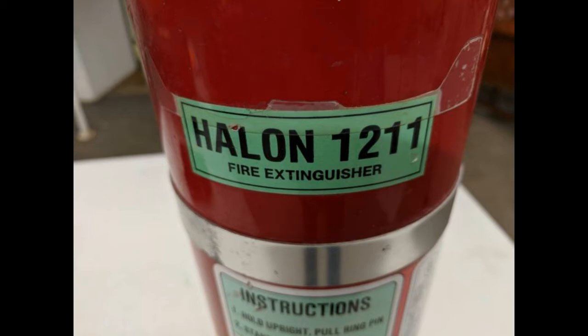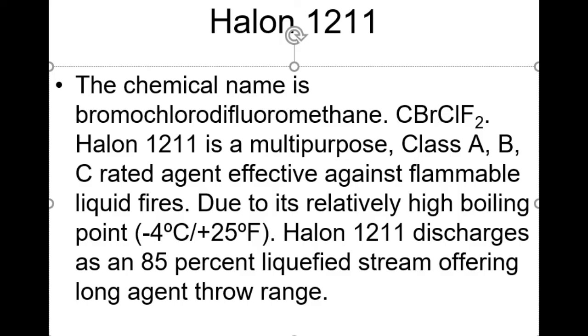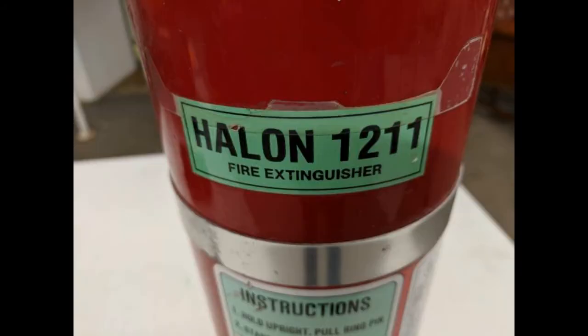Bromochlorodifluoromethane. I love these long chemical terms. That is the chemical name for Halon 1211. It's a multi-purpose class A, B, and C rated fire agent, effective against flammable liquid fires. Due to its relatively high boiling point, which is 25 degrees Fahrenheit, -4 degrees Celsius, Halon 1211 discharges as an 85% liquefied stream offering long agent throw range. So Halon 1211 will be discharged as a long liquefied stream, the higher liquid content, the easier it's going to be to throw that extinguishing agent farther distances rather than it is if it was more of a gas makeup.